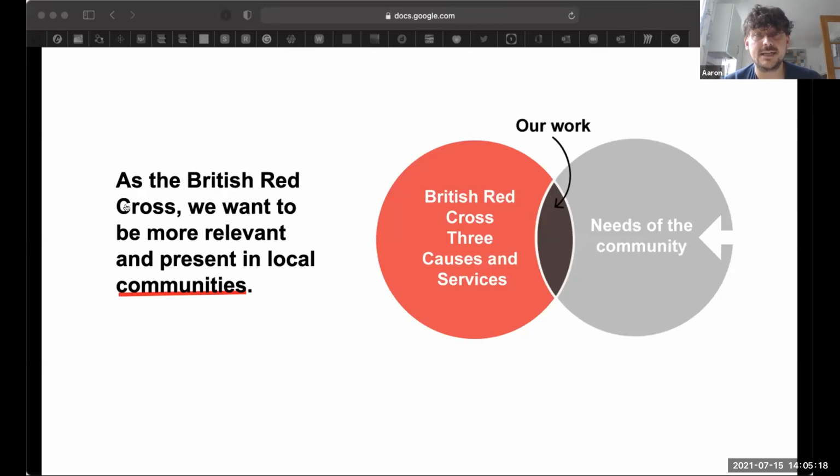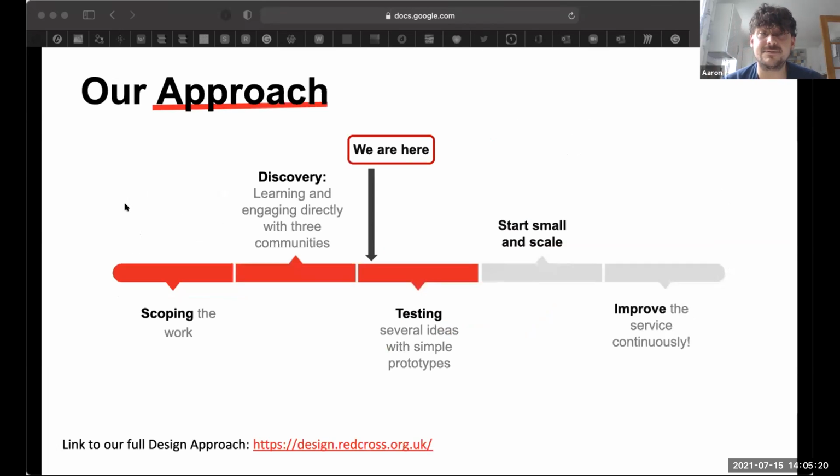Find our space. And so, in terms of our approach, we started to scope the work when we took it up at the back end of last year, and then ran a discovery up until last month. We've now started to get into testing. So we've been testing this last week and doing some initial testing with some of our teams and volunteers. And we'll now be moving into, as we'll tell you a bit later on, going out into the community and testing with them from next week onwards.